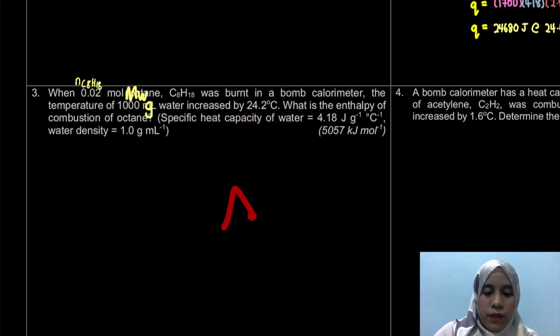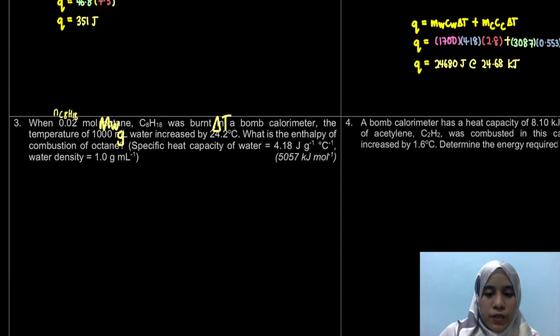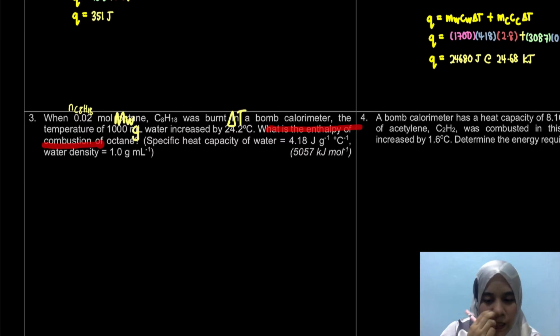So here it has given you the delta T. Previously the question only gave the temperature increase from 28 to 35, or in this case from 25 increasing to 27.8. But in this case it already mentions specifically an increase of 24.2 degrees Celsius. It asks what is the enthalpy of combustion of octane, given that this is my CW and this is my density of water, so that we know the volume of water is equal to the mass of water.